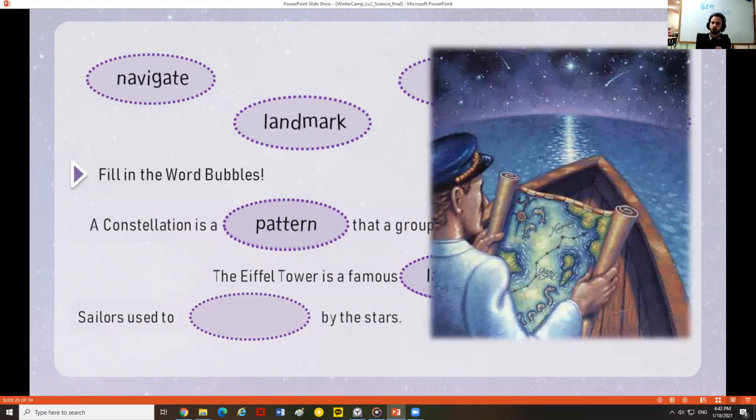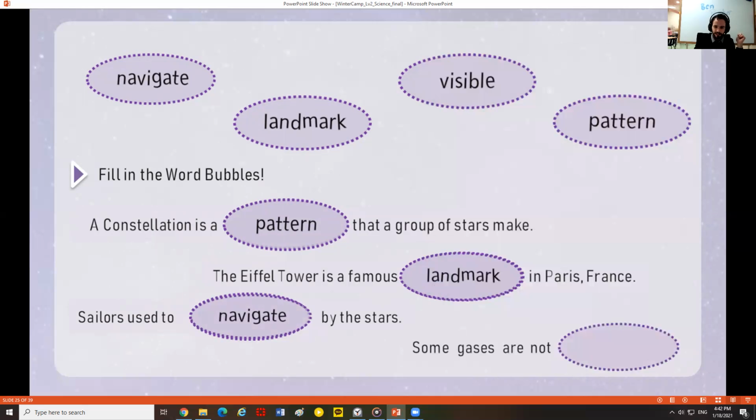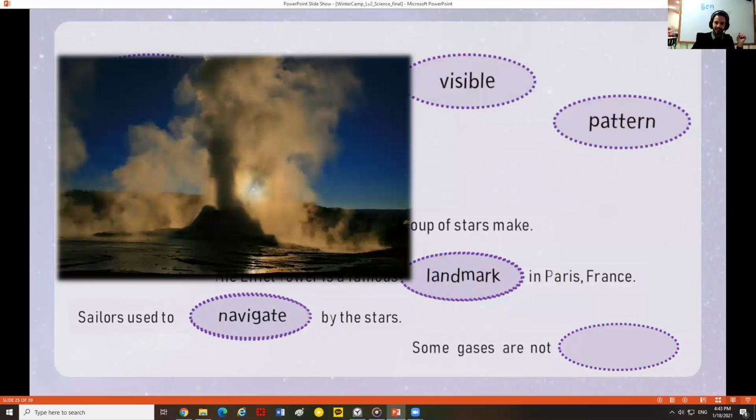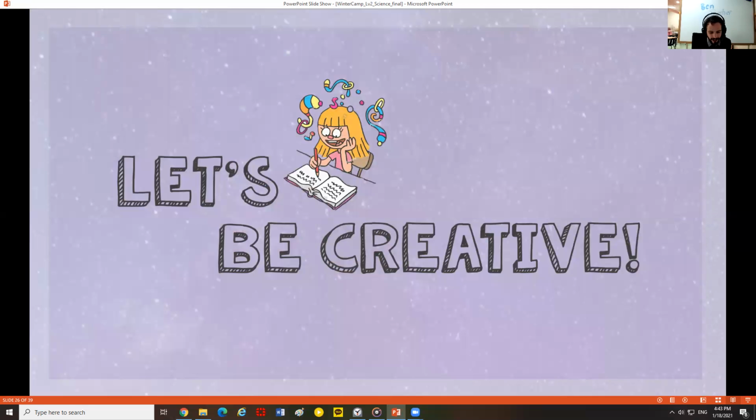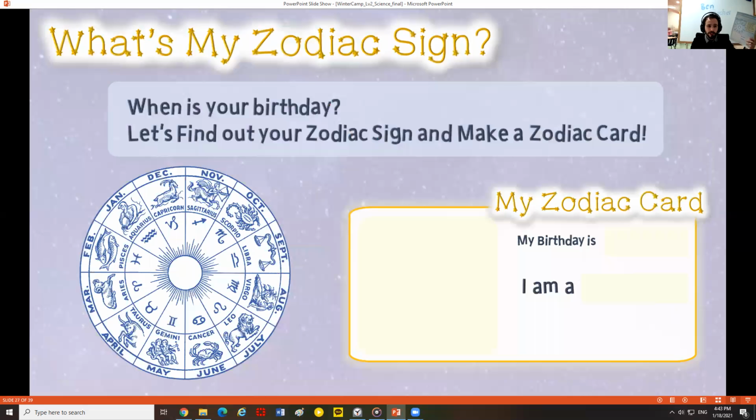Sailors used to do what by the stars? What did they do with the stars before there were naval maps? They navigated. So sailors used to navigate by the stars. And finally, some gases are not visible. You can't see them. They are not visible.